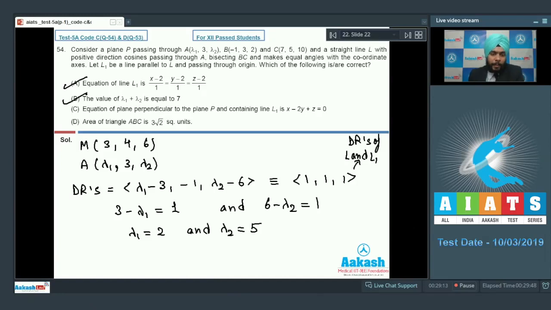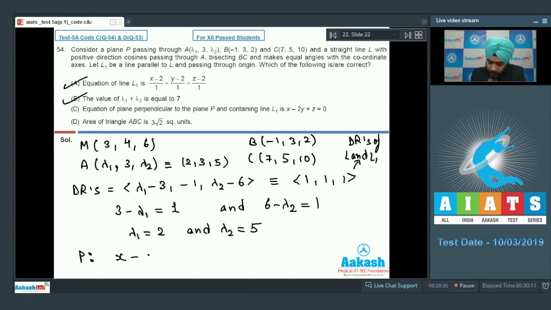Sum is 7. Equation of plane perpendicular to plane P. Now plane P is a plane which is passing through A, which is now 2, 3, 5, which is passing through point B, which is minus 1, 3, 2, and which is passing through C, 7, 5, 10. By the 3-point form, you can easily obtain P. It comes out to be equal to x minus z plus 3 equals 0. So definitely for plane perpendicular to P and perpendicular to the direction ratios of line L1, the DRs to the normal vector are i j k, 1, 0, minus 1 and then 1, 1, 1.